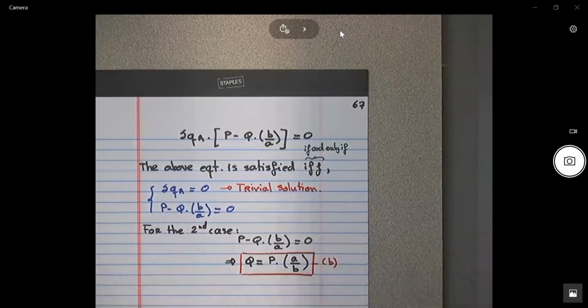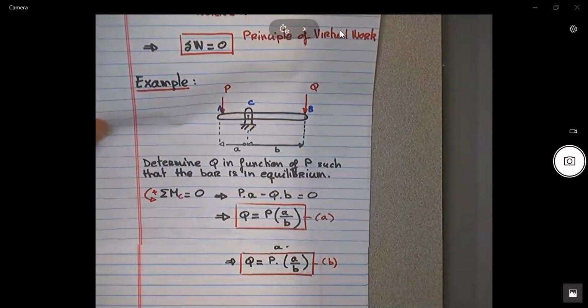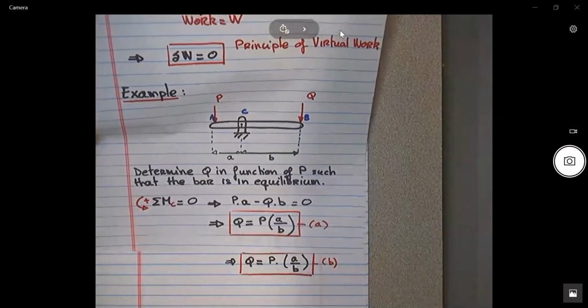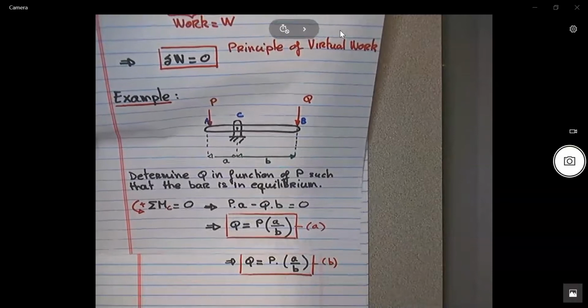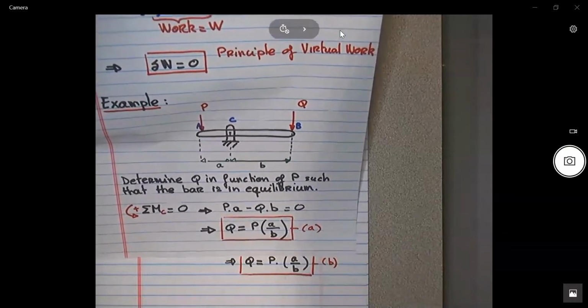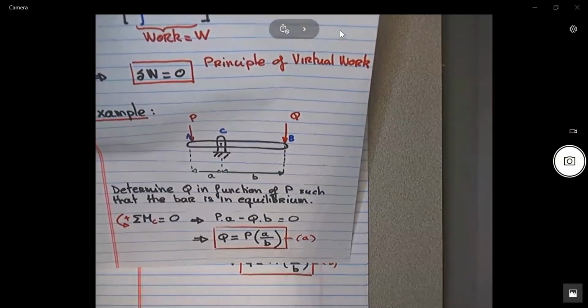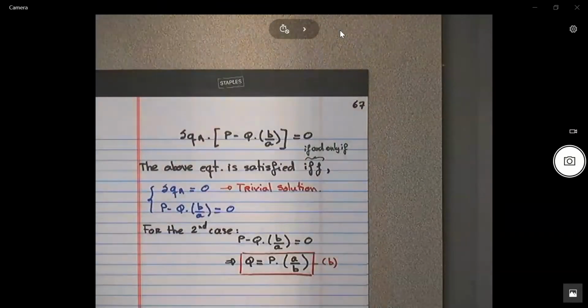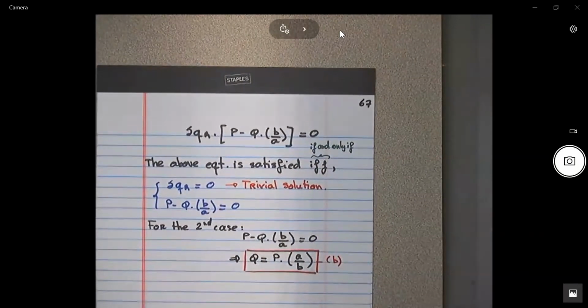Which is the same thing that we found with a much faster way, the summation of moments about point C equal to 0, no? All right? But basically, do you see the idea? The idea is that you need to assume a deformation, all right? And then once you assume the deformation, you do the calculations as if you knew it, and you apply this condition over here. When are the cases when that equation is equal to 0?